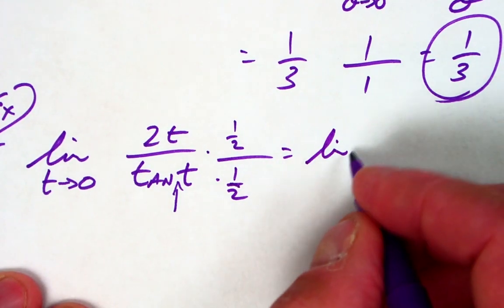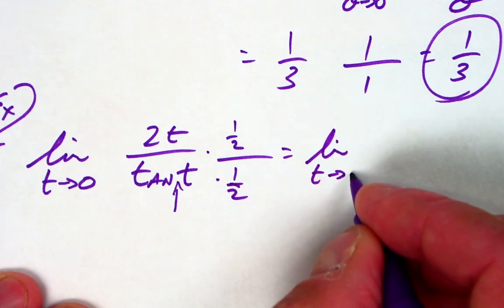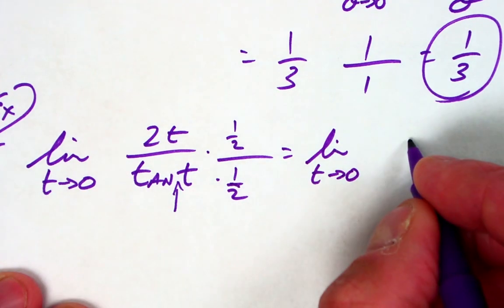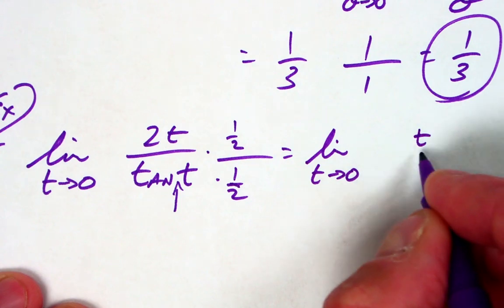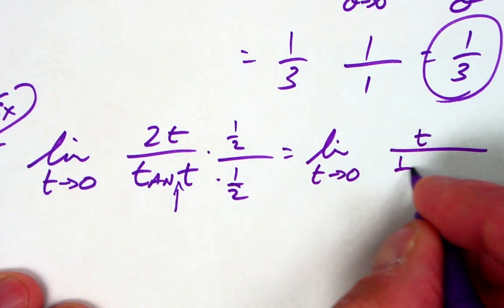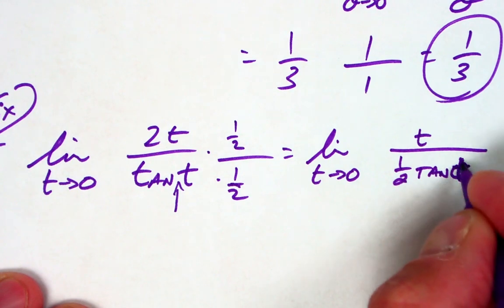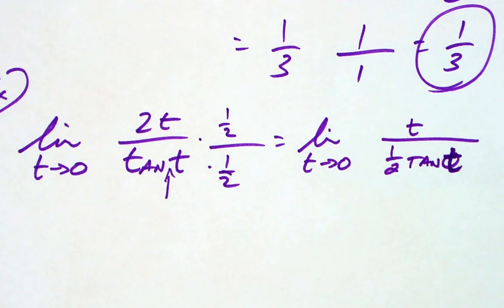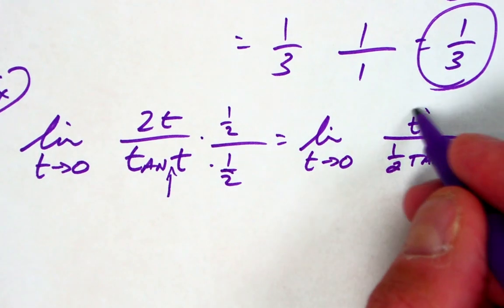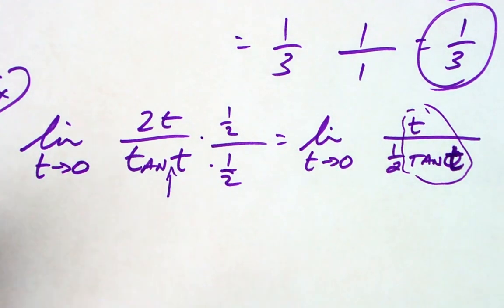Limit as t approaches 0 of, now we just have t on the top, and now I've got 1/2 tangent of t, not theta, on the bottom. So now I've got something that at least looks like I'm going to be able to do some work with. Okay? How about we get that 1/2 outside so we don't have to carry it along the whole time and it's going to confuse the issue?